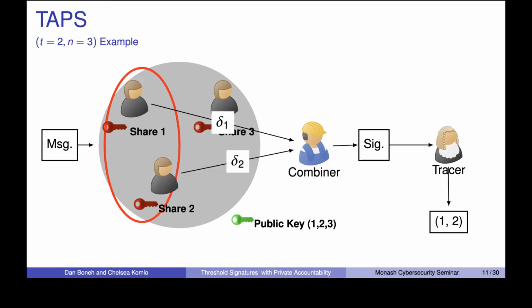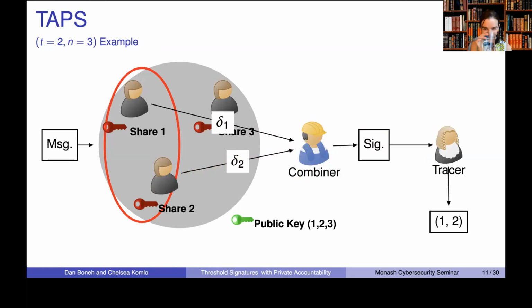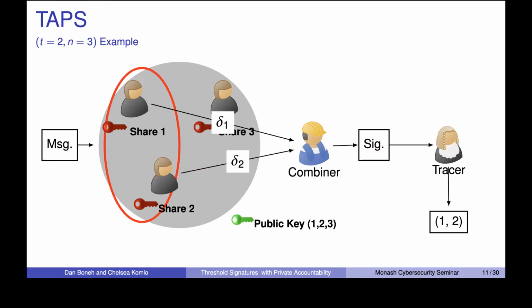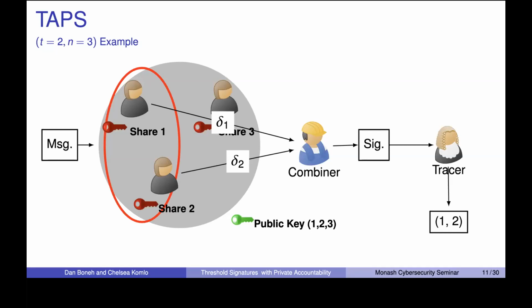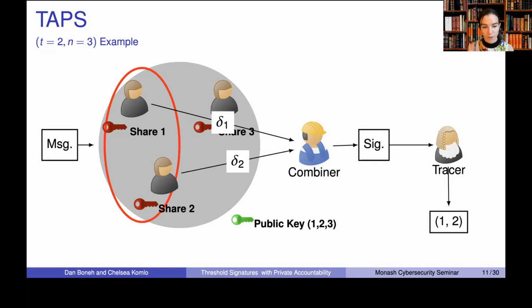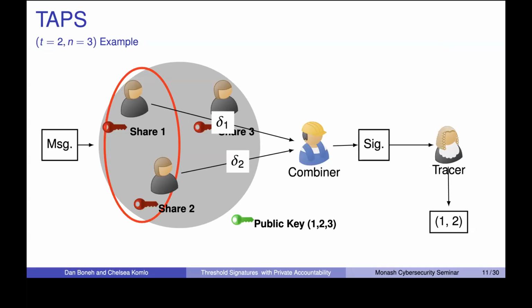Can I ask you a question, Chelsea? Sure. Does the combiner know who the participants are? Like, does the combiner know that delta 1 comes from the first and delta 2 comes from the second participant? It does. It's the same model as we had before for the combiner. Again, a combiner could be a signer. But yes, the combiner does know who produced signatures. So it is trusted with privacy in this case, but it can't forge signatures. Yeah, that makes sense. Okay. Thank you.